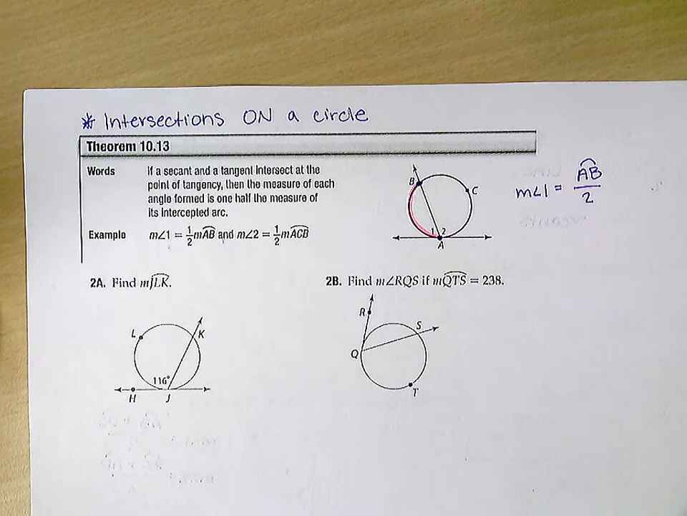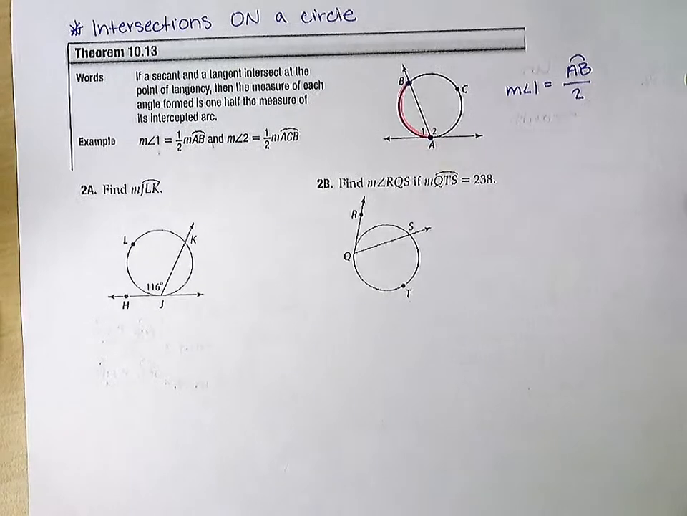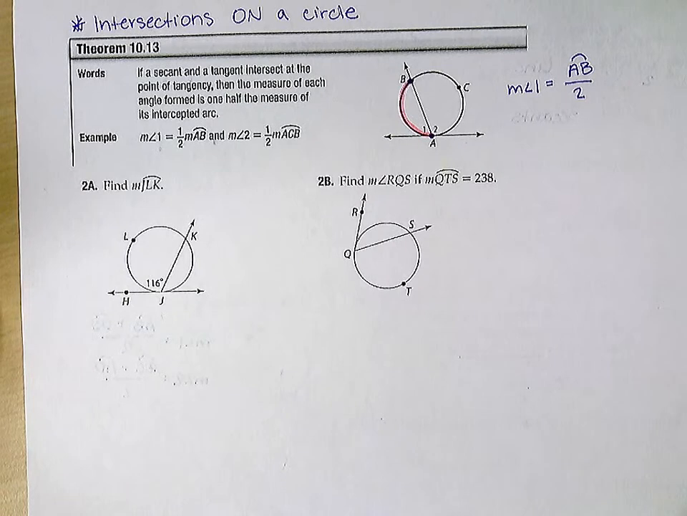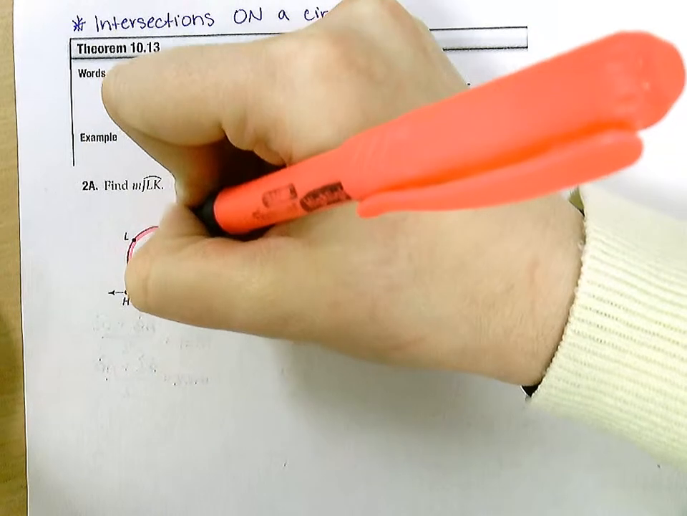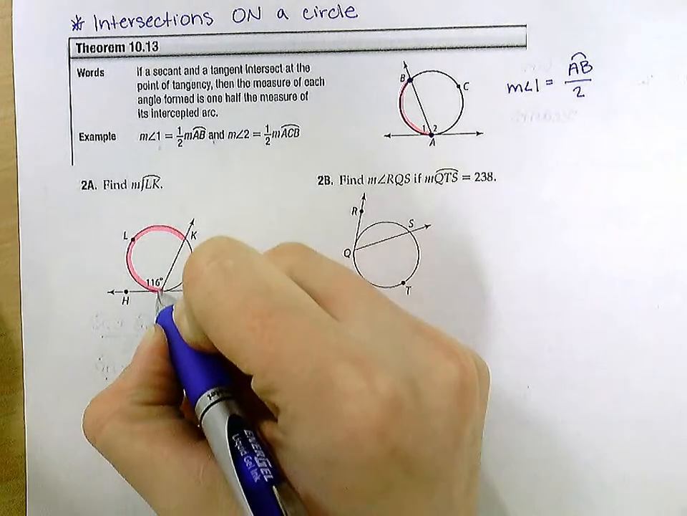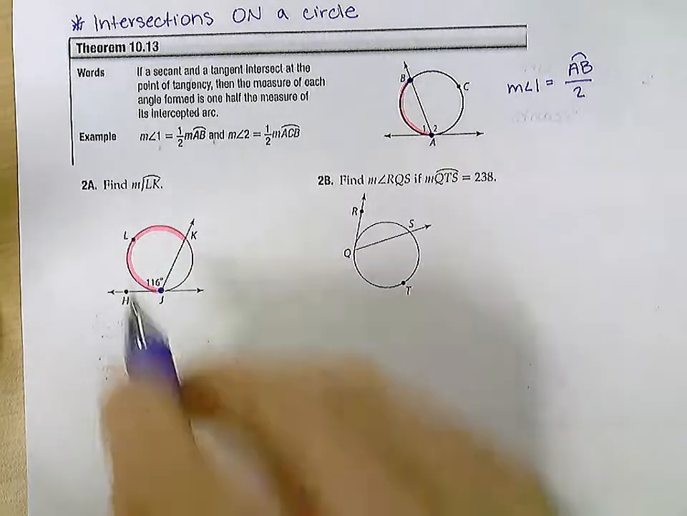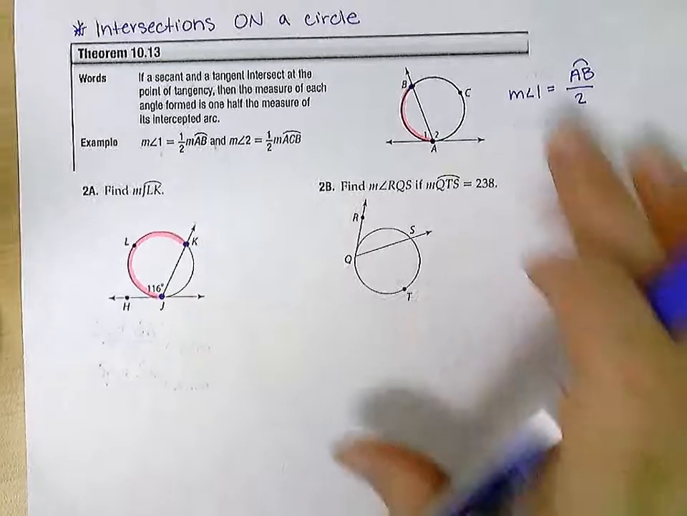Okay? So if you have that intersection on a circle, you need to look for the intercepted arc with your point of tangency and the other point on your secant. Take that arc measure, divide it by 2. So we're going to go through some examples of that. So in 2A, we want to find the measure of arc JLK. So JLK is this arc right here. So that means I hit at that point of tangency J, and then all the way to my secant at point K.